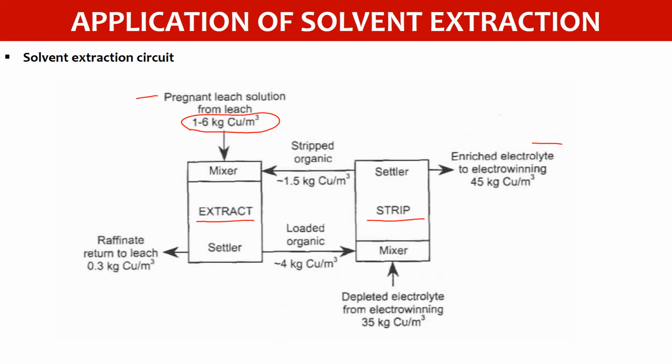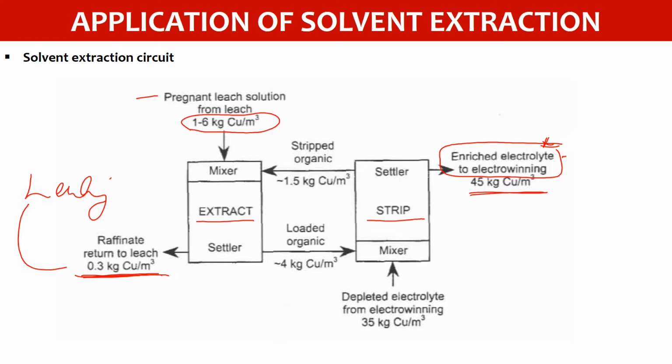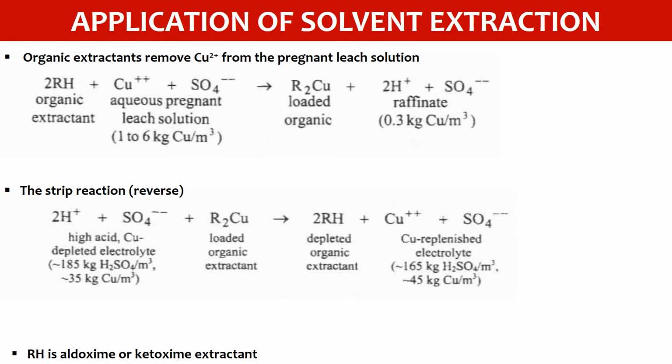And then you can see here that when you finished your extraction and your stripping, it's actually 45 kilograms of copper per cubic meter. So now this is a rich electrolyte that can be taken for the electrowinning process. Okay, right. And then on the left side here, you've got your raffinate or your lean solution, which has only 0.3 kilograms of copper. So you can recycle this back for your leaching process. Okay, all right. Right, so you understand what's happening here, right?